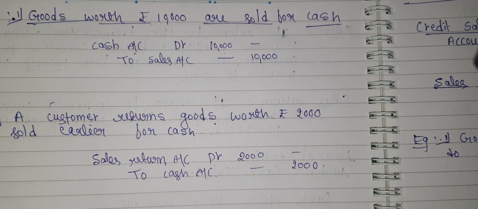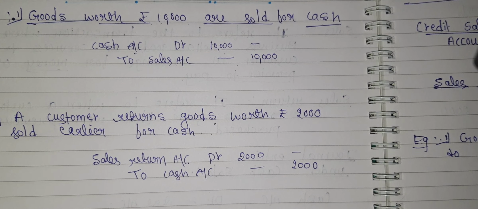Credit all incomes and gains. Next entry. A customer returns goods worth rupees 2,000 sold earlier for cash. Here we need to debit the sales return account, because sales return falls under nominal account and is considered a loss to the business. So we need to debit the sales return account.